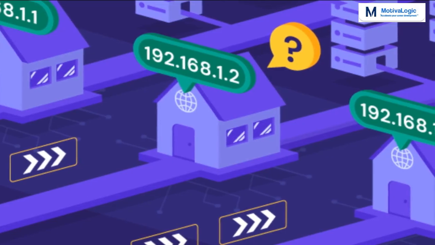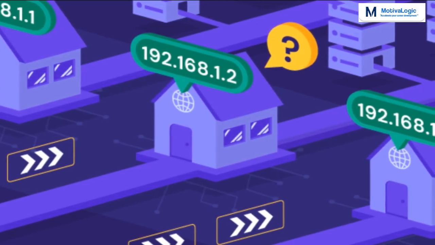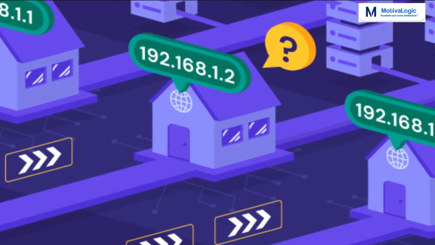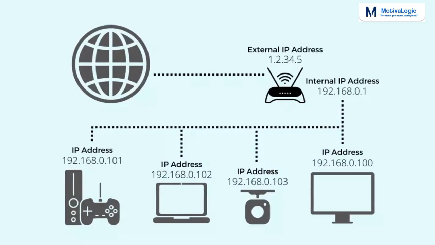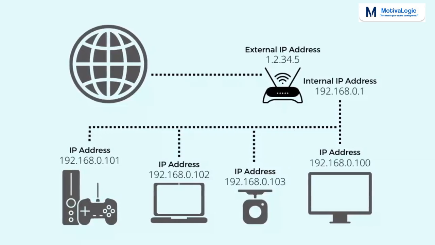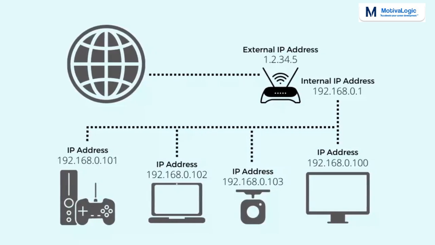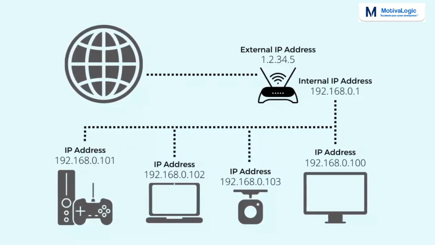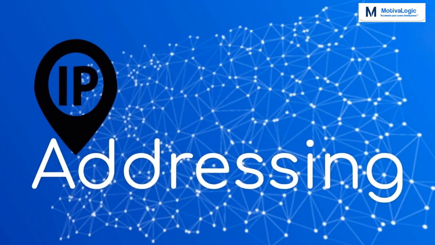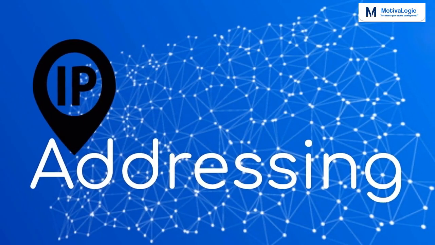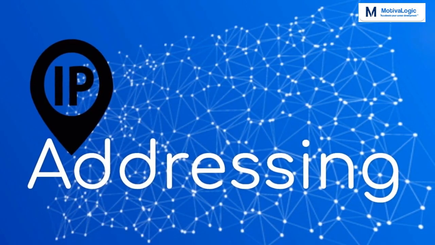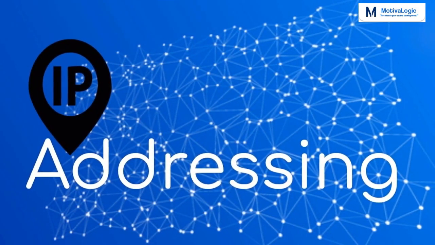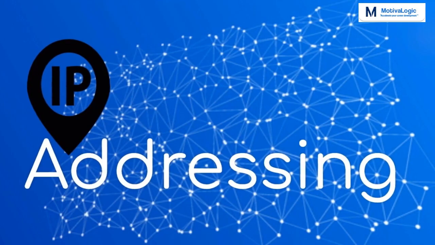Imagine a bustling city where every house has its own unique address, making it easy for mail to be delivered to the right door. In the digital world, networking works in much the same way, with every device needing an address to communicate efficiently. This is where the concept of IP addressing, Internet Protocol, comes into play, acting as the cornerstone of how devices find each other across local and global networks.